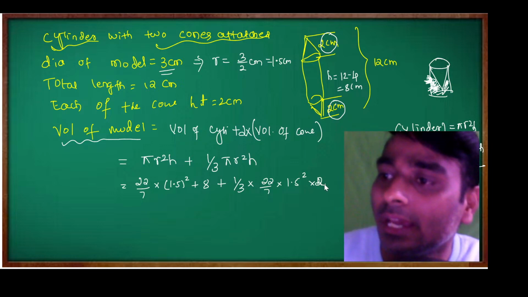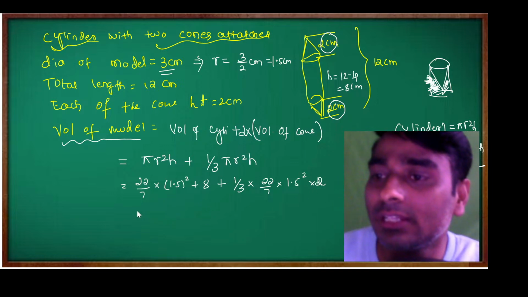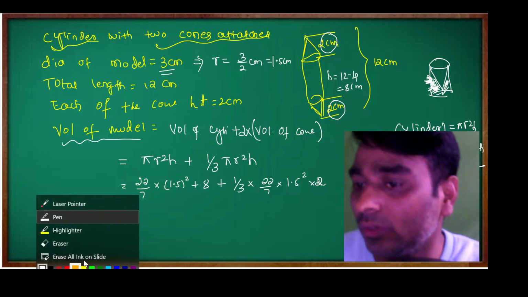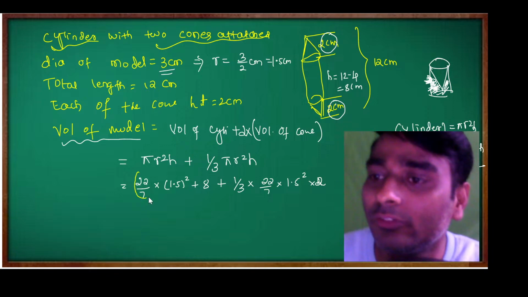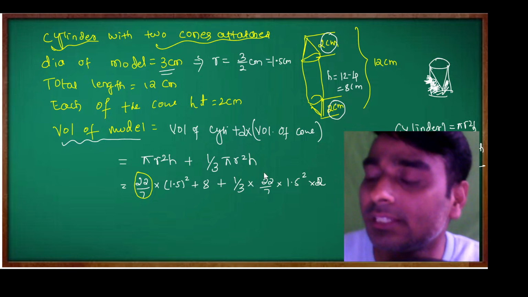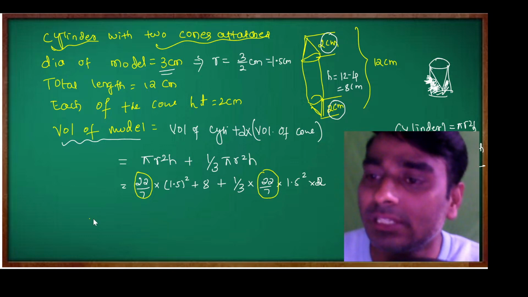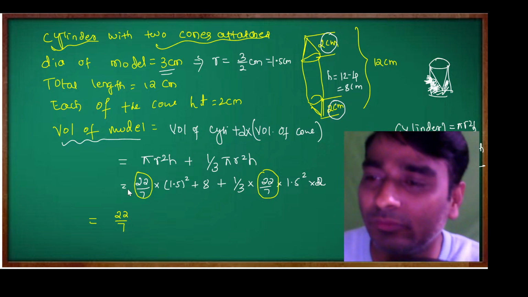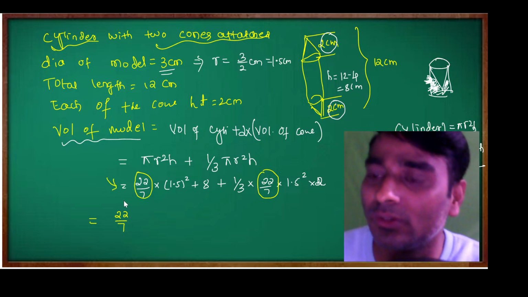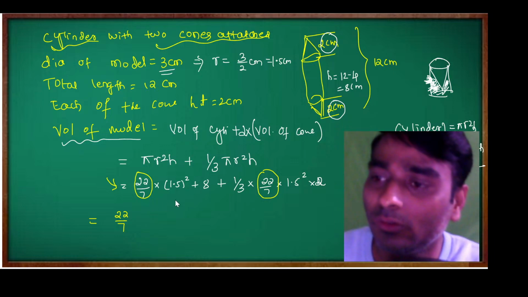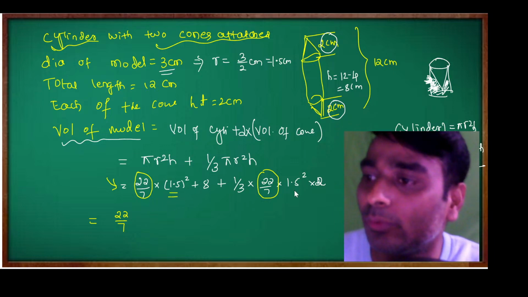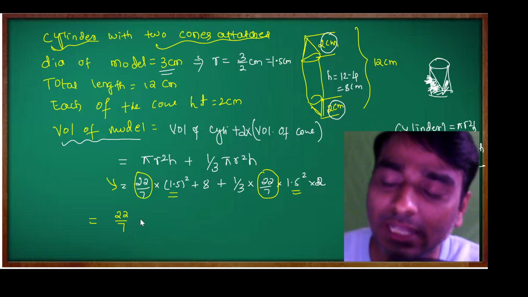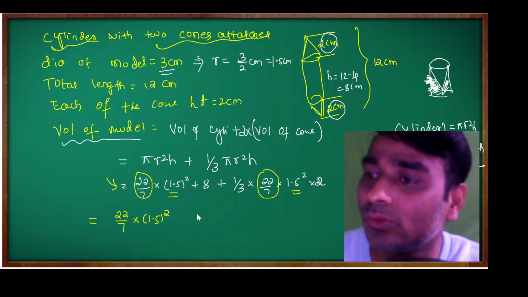Actually, look at the values: whichever is the same, you can take those values common. For example, 22 by 7 is the same here and here. That means pi is out actually. 22 by 7 common. You can take it before putting these values only. So I just went in a flow. Now here 1.5, 1.5, so you can take that also common, 1.5 square, because those two values are the same. Write the remaining things.